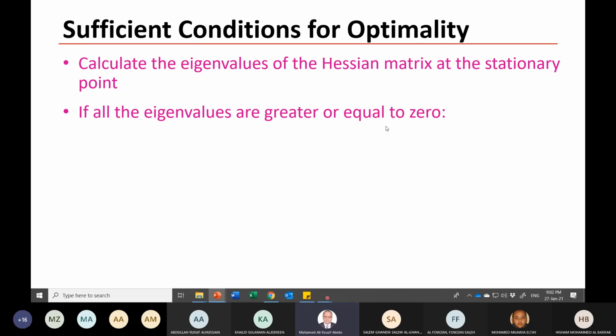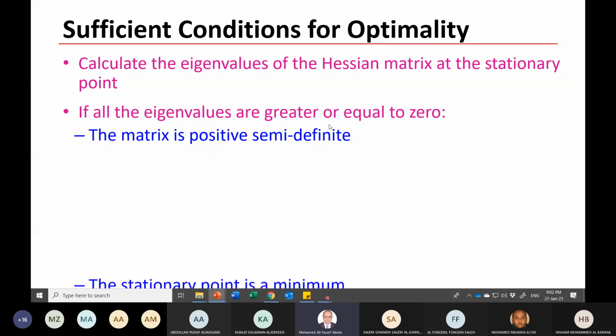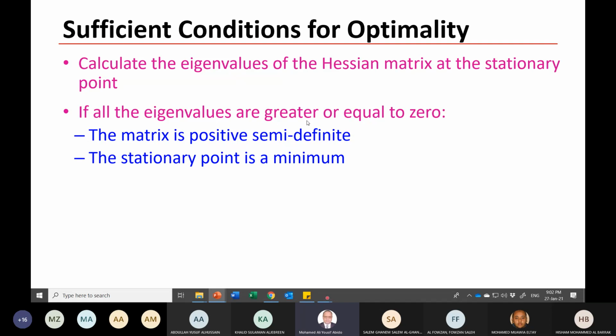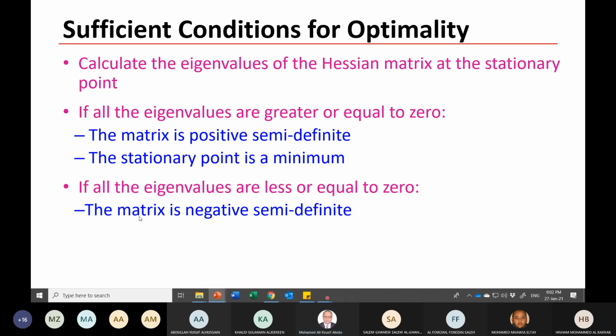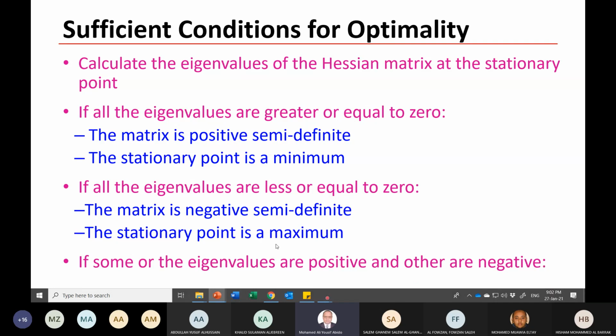If all eigenvalues are greater or equal to 0, the matrix is positive semi-definite, semi because of the equality. If it is not equal, in this case, it was strictly positive. So positive semi-definite, the stationary point is the minimum. If all the eigenvalues are less or equal to 0, the matrix is negative semi-definite, and the stationary point is maximum. If some of the eigenvalues are positive and the others are negative, we have the third case, which is the saddle point or flat point.